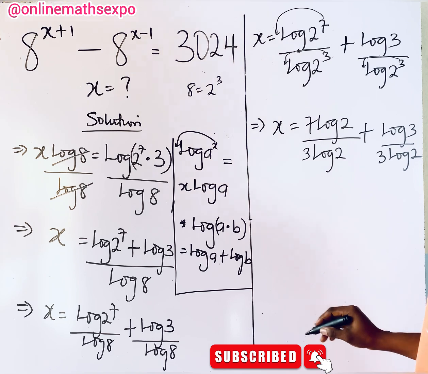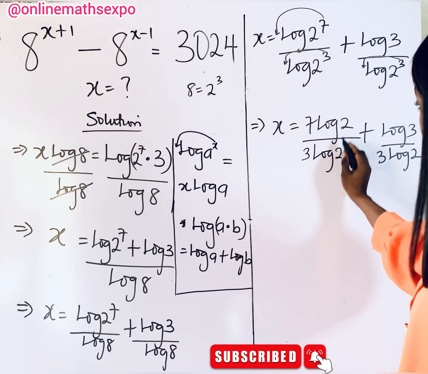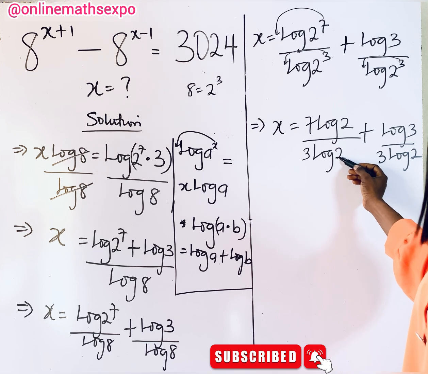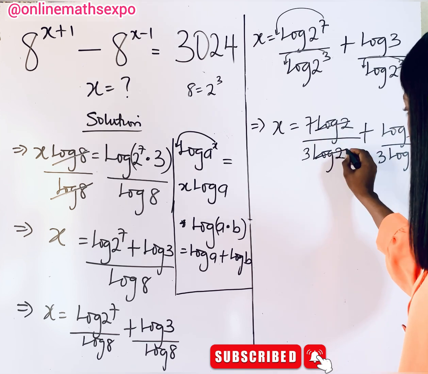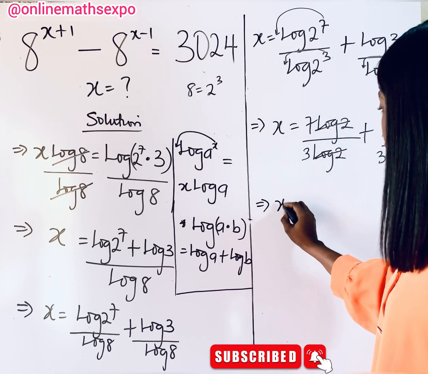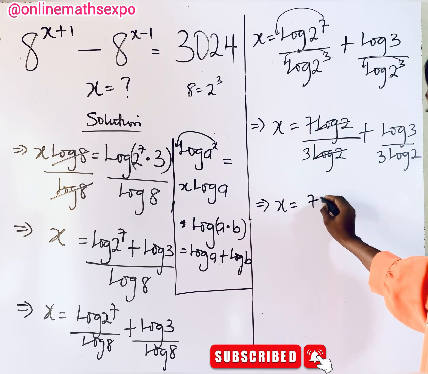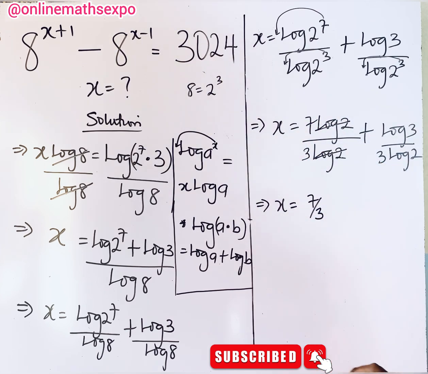So what do you do there? You will notice something, that this and this are the same. The numbers are the same. Okay, so at this point, you can cancel it out. So you'll be left with x is equal to, what you have here now is their coefficients, which is 7 over 3. Did you see that?